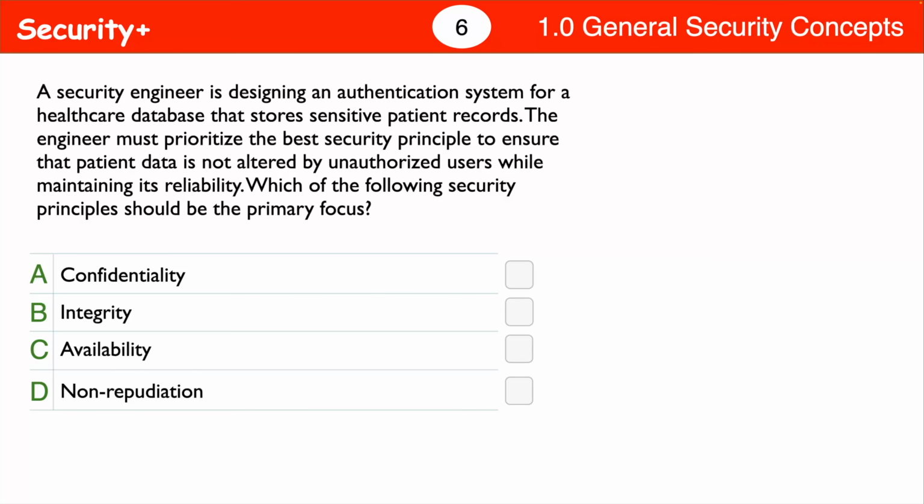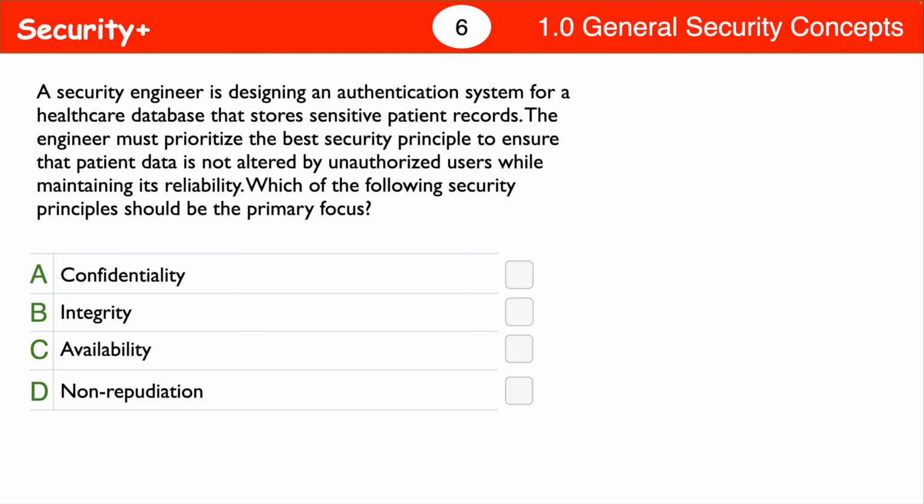Question 6. A security engineer is designing an authentication system for a healthcare database that stores sensitive patient records. The engineer must prioritize the best security principle to ensure the patient data is not altered by unauthorized users while maintaining its reliability. Which of the following security principles should be the primary focus? A, confidentiality, B, integrity, C, availability, or D, non-repudiation.